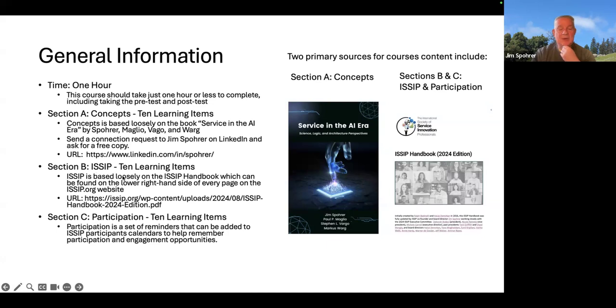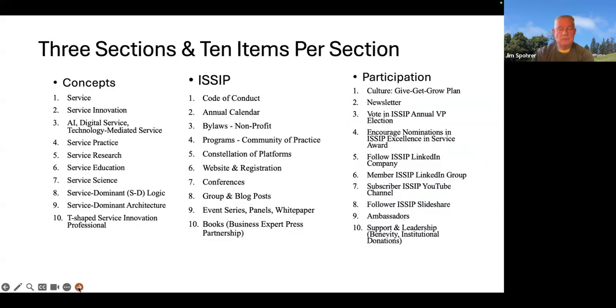Section B is about ISSIP, and there's 10 learning items, and it's loosely based on the ISSIP handbook. You can always find the ISSIP handbook if you go to the ISSIP website. It's in the lower right-hand corner. And then section C, the third and last section, has 10 learning items as well. These are about how to participate in the ISSIP community as a good participant. So these 3 sections have 10 learning items per section.